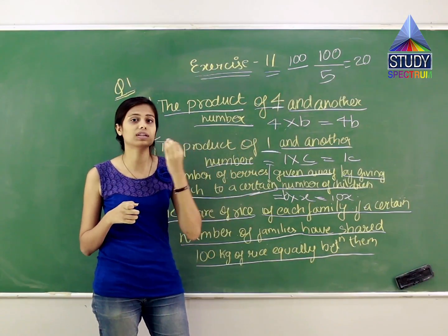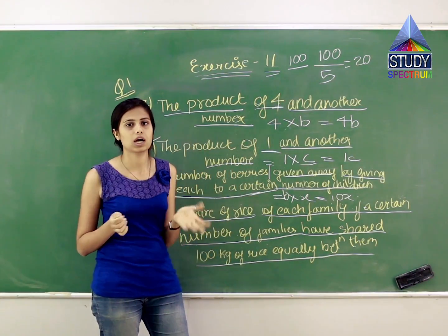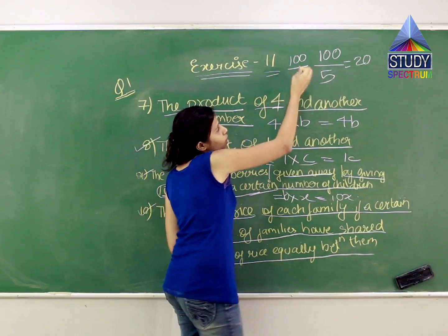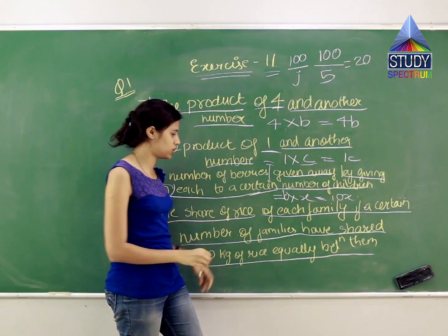So what we will do, we will replace that with a letter from A to Z. Over here we will take J. Okay, so what is it? It is 100 divided by J.